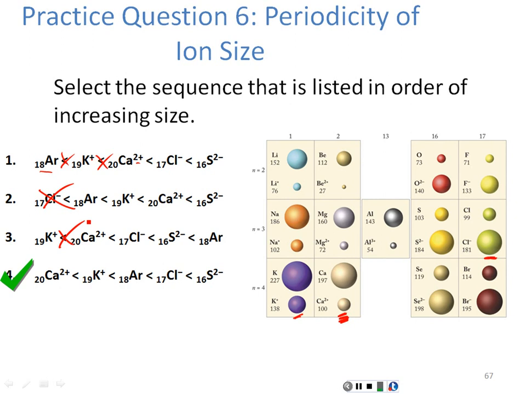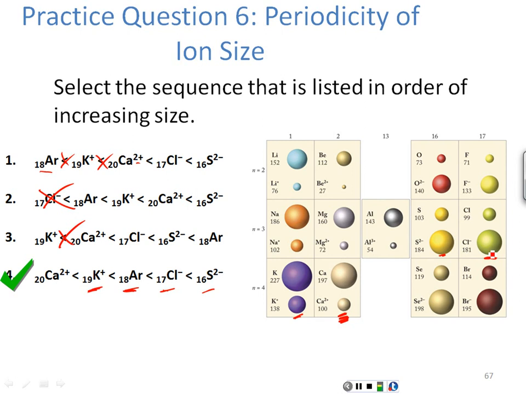And if we look, calcium 2 plus will be the smallest ion in that group. It has a plus 2 charge. Then comes potassium, argon, that's not listed here, but it's a neutral atom, chlorine minus, followed by sulfur 2 minus. And sulfur 2 minus is just barely bigger than chlorine 1 minus, but again, it is bigger.